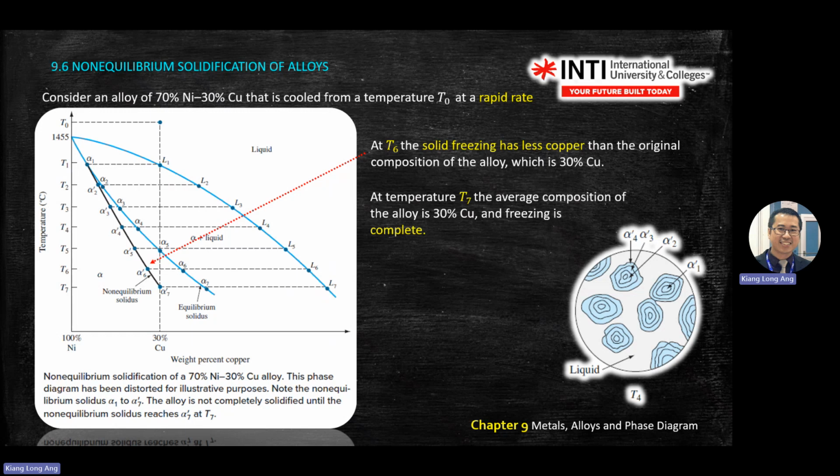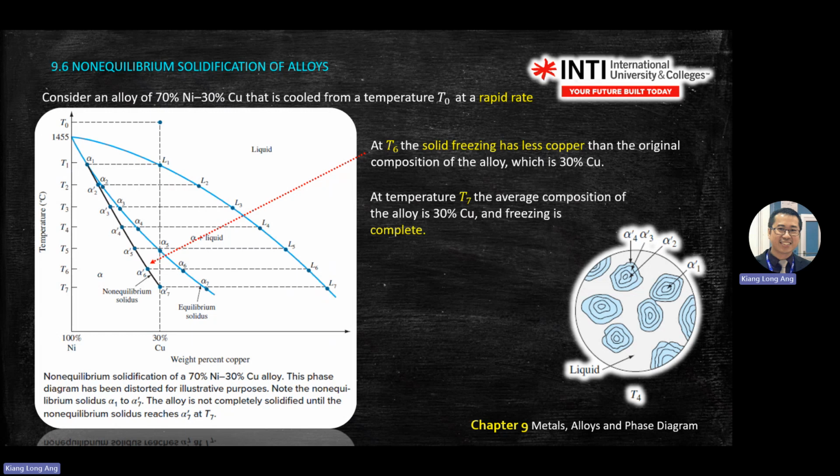If you follow this line, you can say there is no liquid, 100% solid, but the composition meets the original one, 30%. So from 30% copper here, you rapid cool until 30% at this temperature. Because if you cool further, this black line is going to go here, and the percentage of copper will increase.